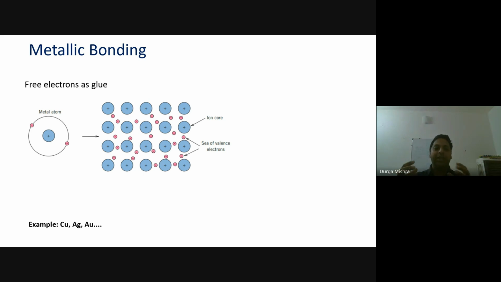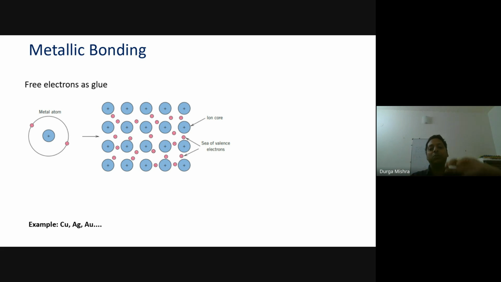So if I take 1 mole of copper atoms, each one will contribute one electron, and this electron will be kind of free and shared with everyone, all this 1 mole, Avogadro's number of copper atoms. That way, this electron basically acts like a glue. This free electron acts like a glue and holds all these ion cores.